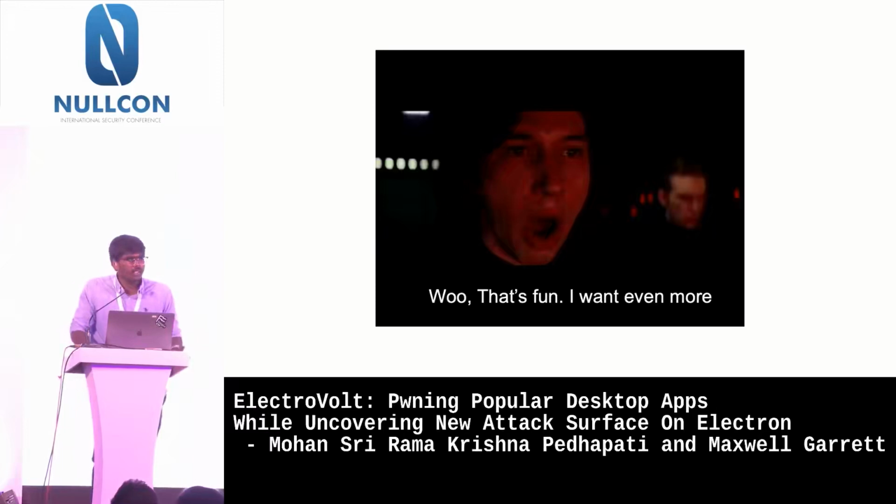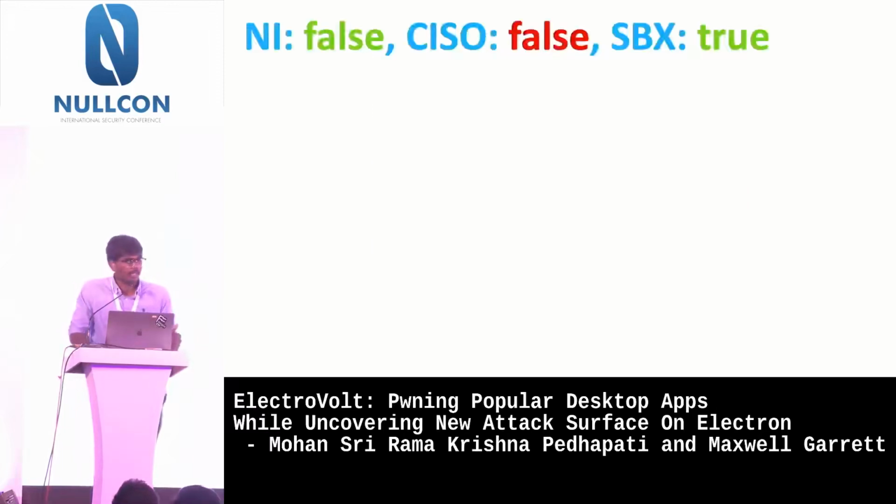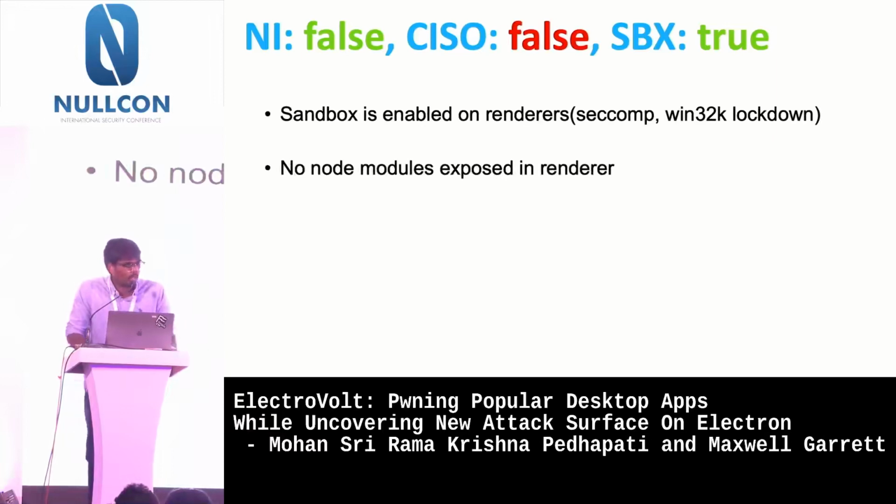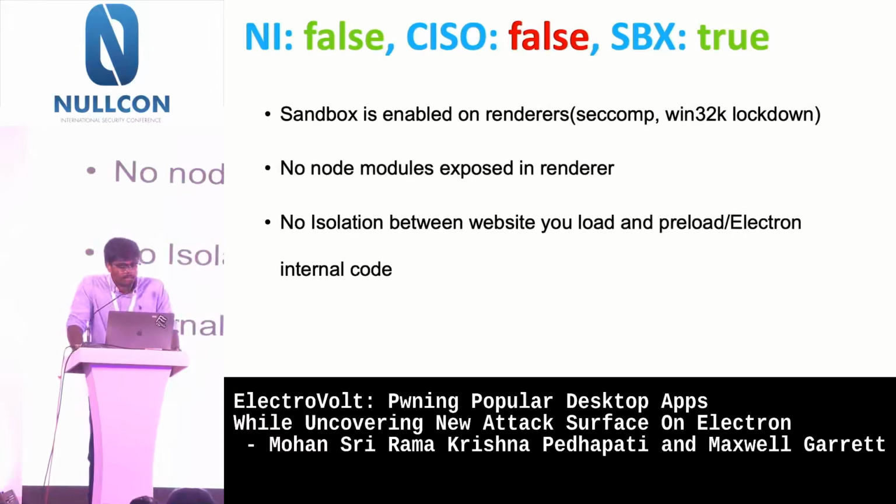So that's fun, right? Let's increase the restrictiveness a little bit more. Now the sandbox is enabled, which means even with JavaScript execution, we can't run a V8 exploit and pop the calculator, because it is sandboxed by seccomp in Linux and Win32k lockdown in Windows. So we can't access bad syscalls like open, write, execv, so we can't pop any calculator with that. Also, the node modules are not exposed in the renderer. But as you can see, the context isolation is disabled here.